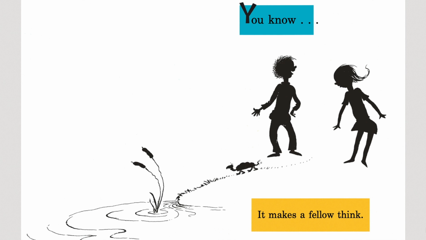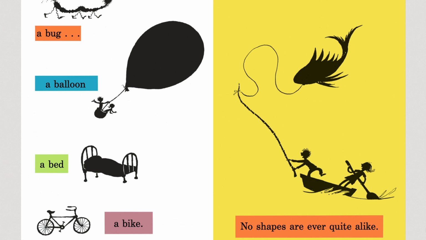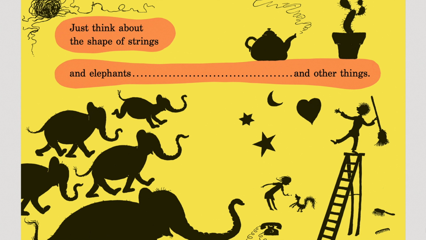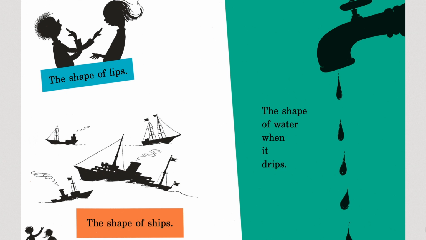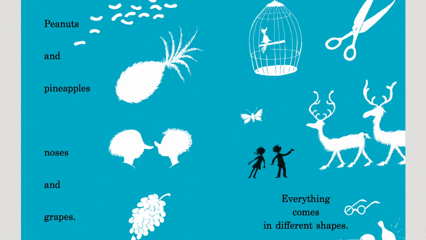You know, it makes a fellow think. The shape of you, the shape of me, the shape of everything I see. A bug, a balloon, a bed, a bike. No shapes are ever quite alike. Just think about the shape of beans and flowers and mice and big machines. Just think about the shape of strings and elephants and other things. The shape of lips, the shape of ships, the shape of water when it drips. Peanuts and pineapples, noses and grapes, everything comes in different shapes.